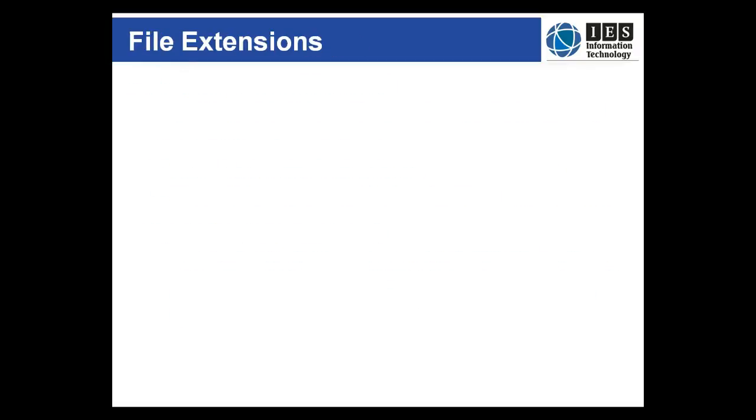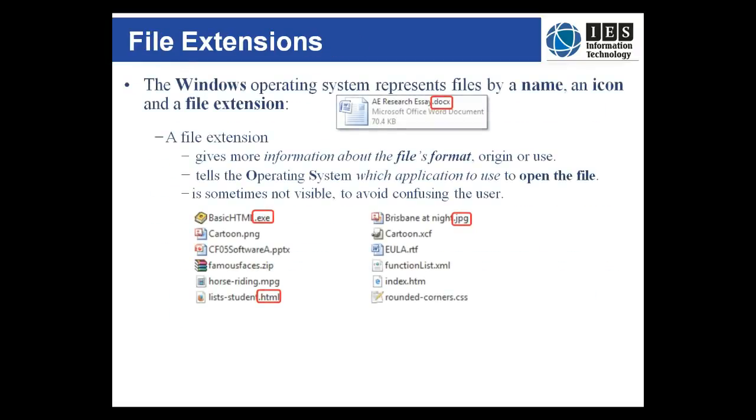Many operating systems represent files by an icon and also a name and file extension. The file extension can give more information about the file's format or what it's supposed to do. The file extension tells the operating system which application to use to open the file. Sometimes the file extension is not visible to avoid confusing the user.